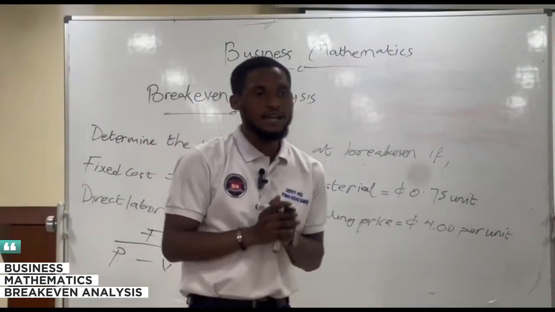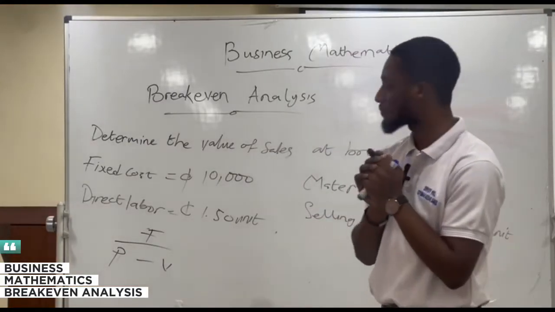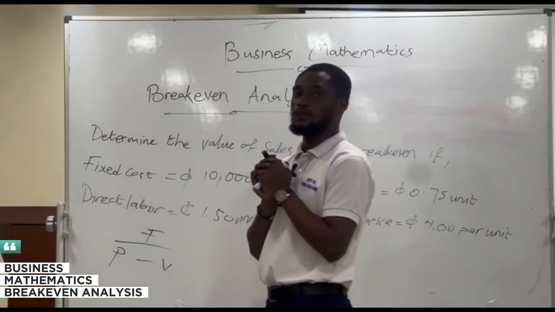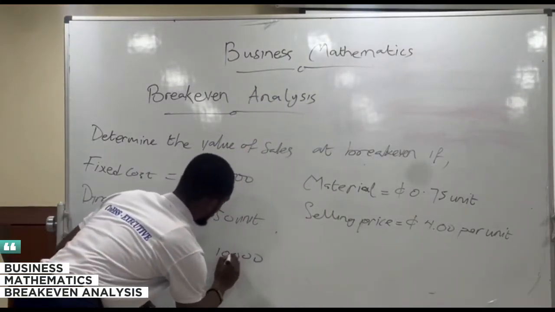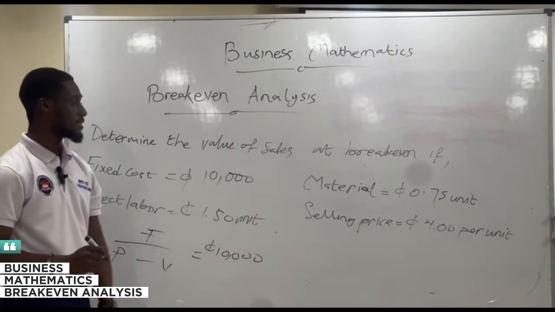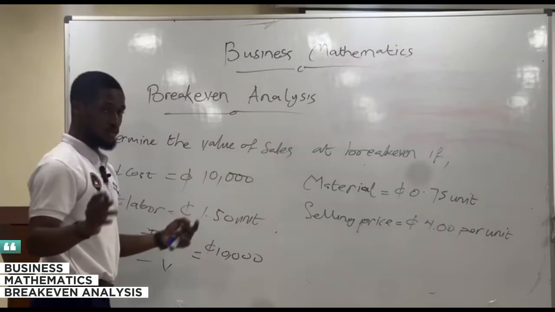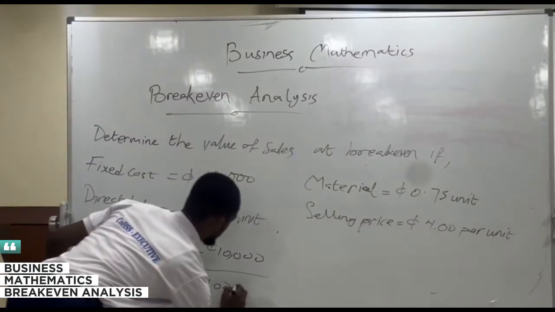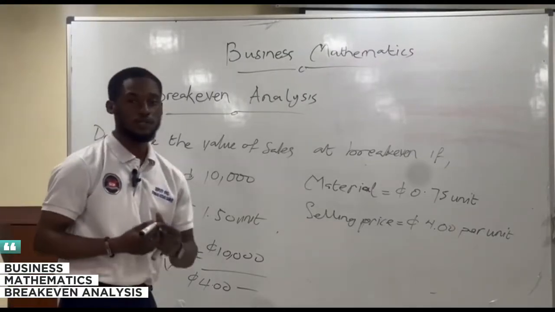But this is a case whereby variable cost wasn't given in the question. How then do we solve this question? We have to fix our apparatus into the formula. So now we have 10,000 cedis being our fixed cost. We have 4 cedis per unit being our selling price or price per unit. Minus our variable cost.